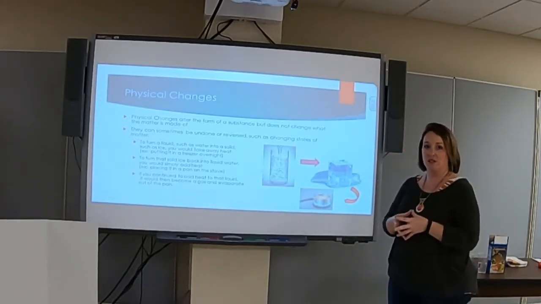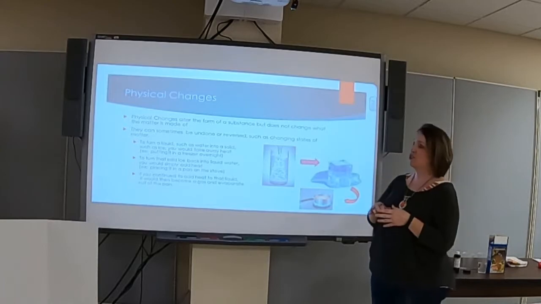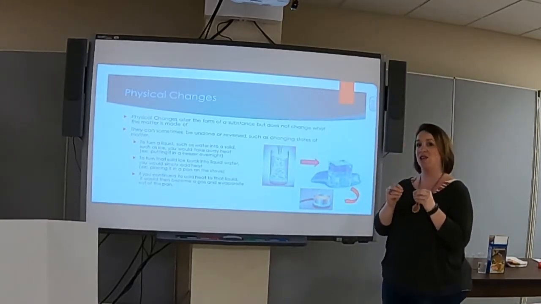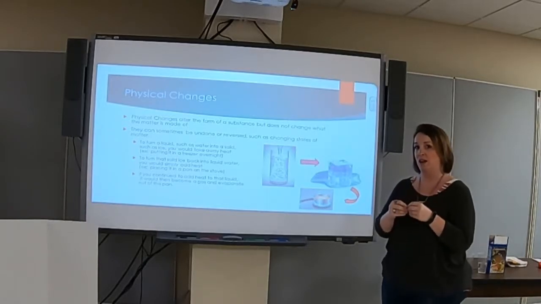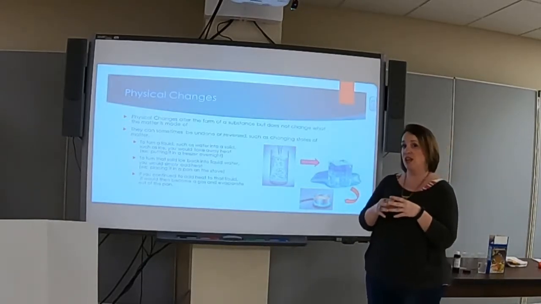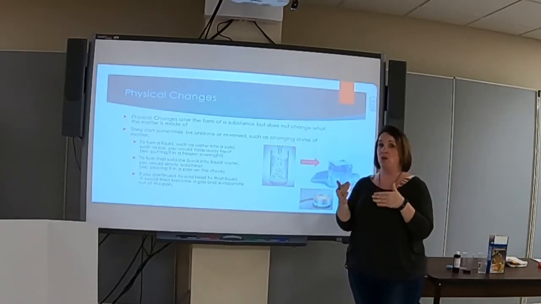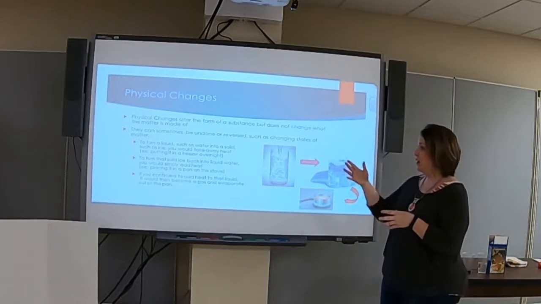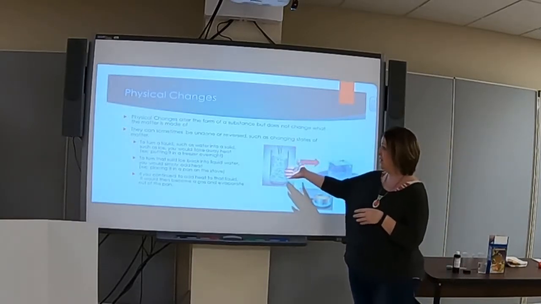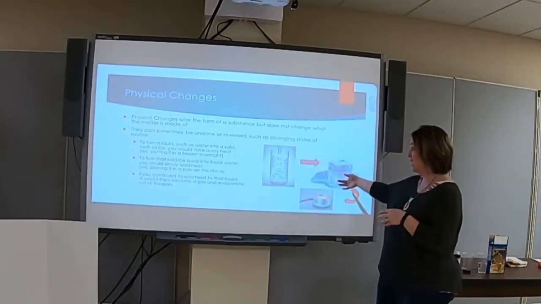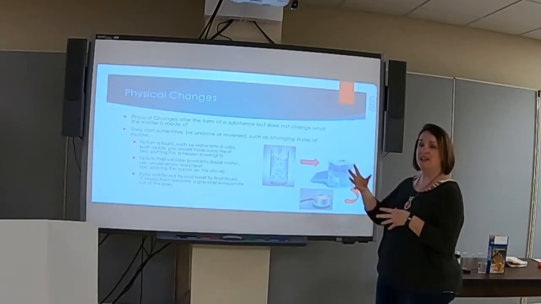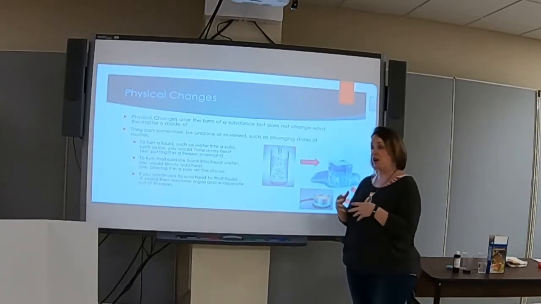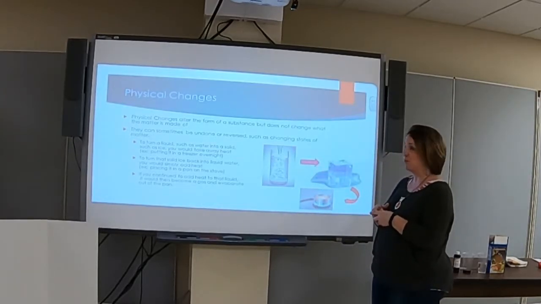So let's talk about physical changes first. Physical changes can alter the form of material, but it doesn't change what the material is actually made of chemically. Physical changes can sometimes be undone or reversed, such as changing the states of matter. For example, to turn a liquid such as water into a solid, such as ice, you would need to take away heat. For example, you could put it into your freezer overnight and you would have ice the next morning.